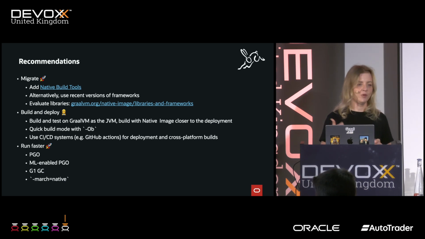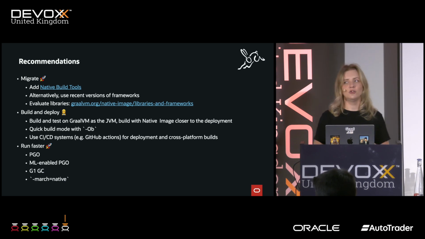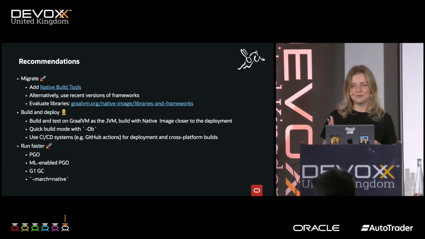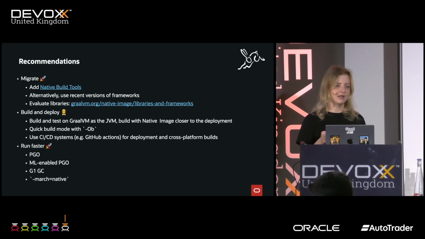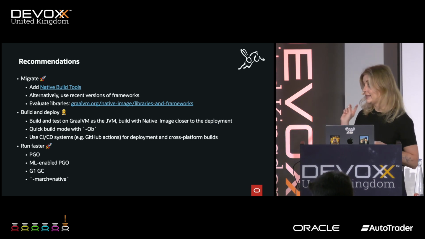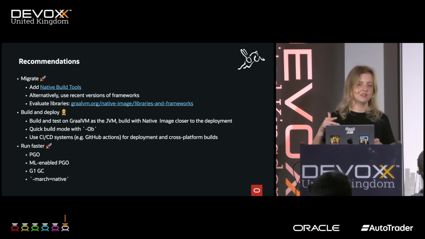Now, a small tip, but I like this one a lot. As you're developing your application and you still want to rebuild in native and make sure things work, there is this very helpful -Ob flag, and this enables quick build mode. It will not make your build 10 times faster, but it will make the compilation step faster. So if you want to get results faster and just verify that your application still works, this -Ob flag is very helpful. And yes, use CI/CD to deploy your application and also produce different versions of a native executable for different platforms.